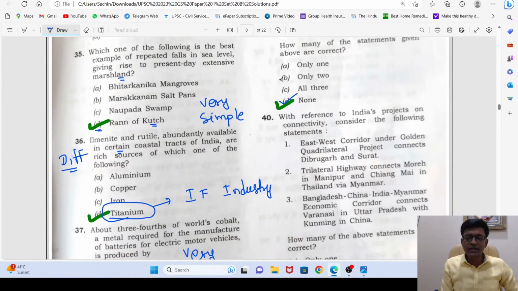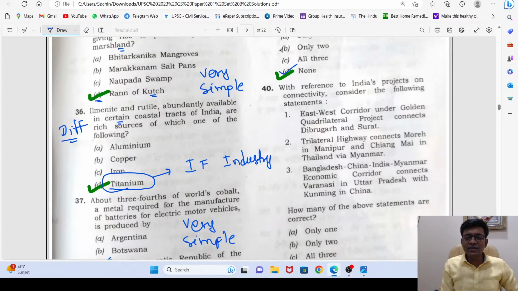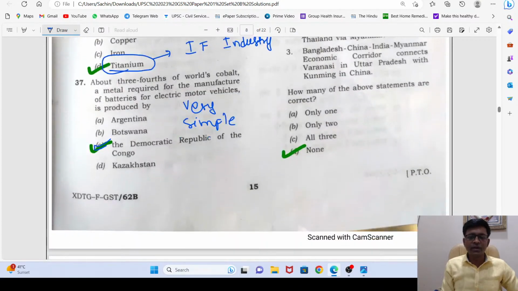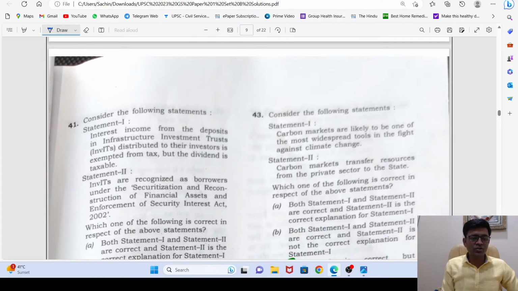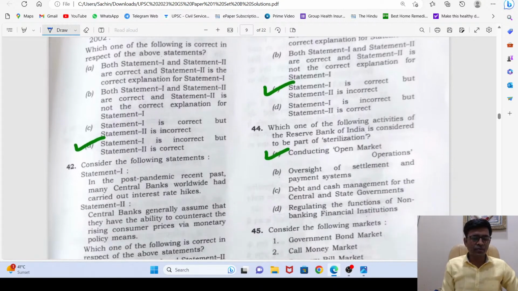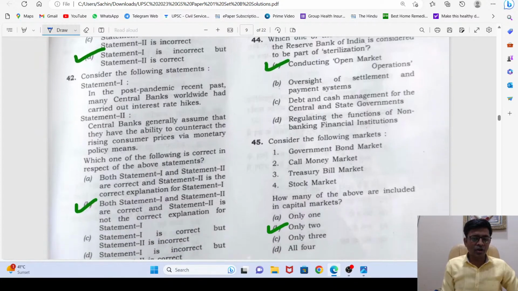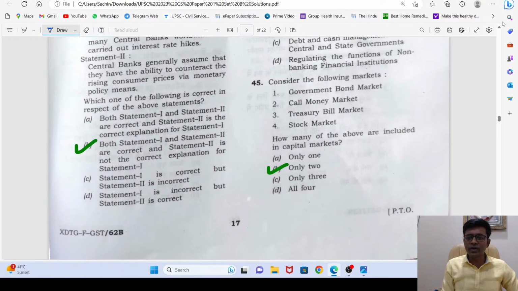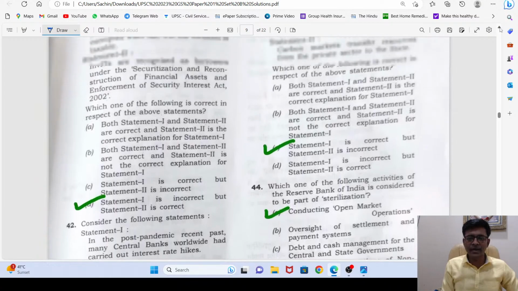Let's go ahead. With reference to India's projects on connectivity, consider the following statement. It is more related to current affairs. We will mainly cover environment and ecology and science and technology. 41 is economy, current affairs. Then question number 42, again economy. Question number 43 is part of our environment and ecology.